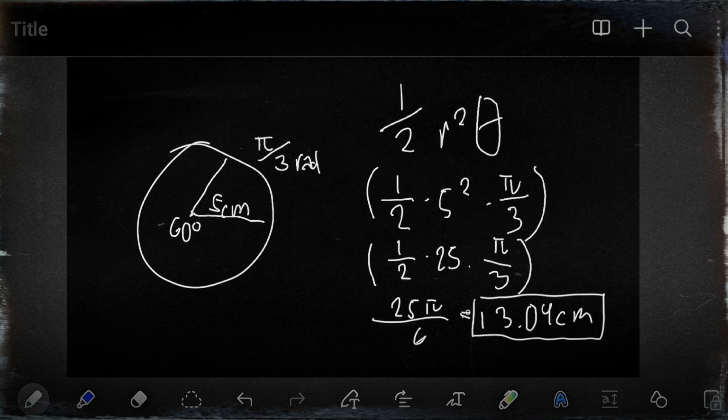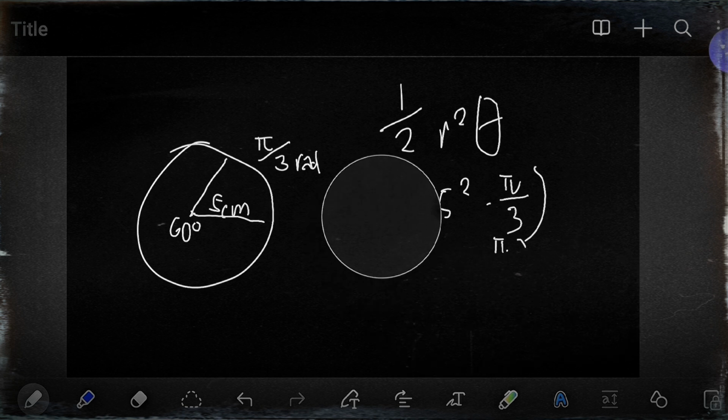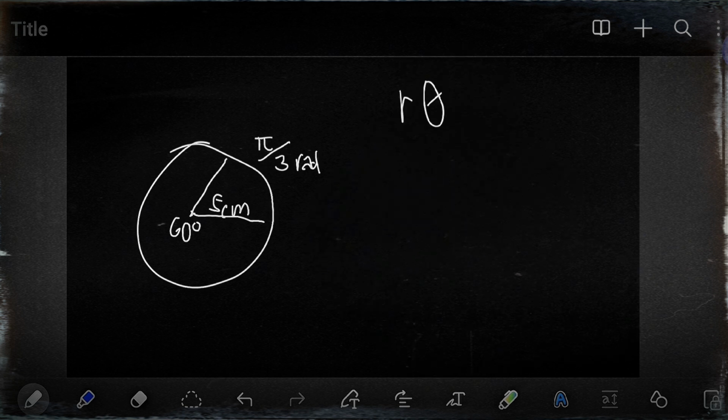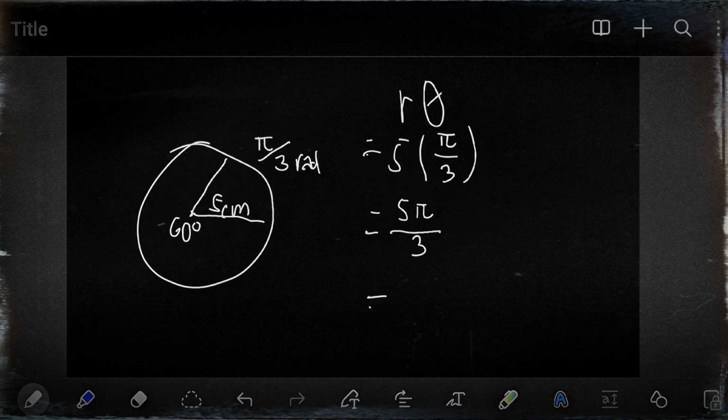Lastly, if the arc length is in radians, then the formula will be r theta. So let's substitute r into 5 times pi over 3. So it will be 5 pi over 3, or approximately 5.24 centimeters.